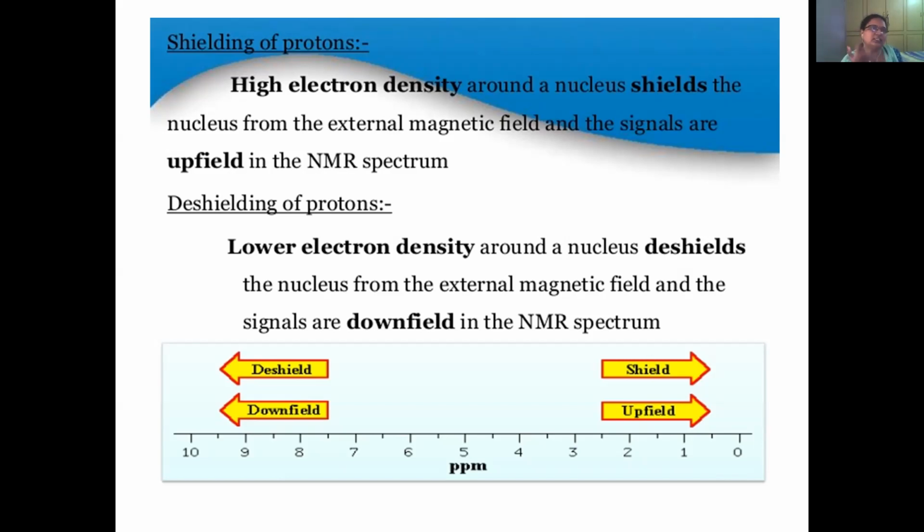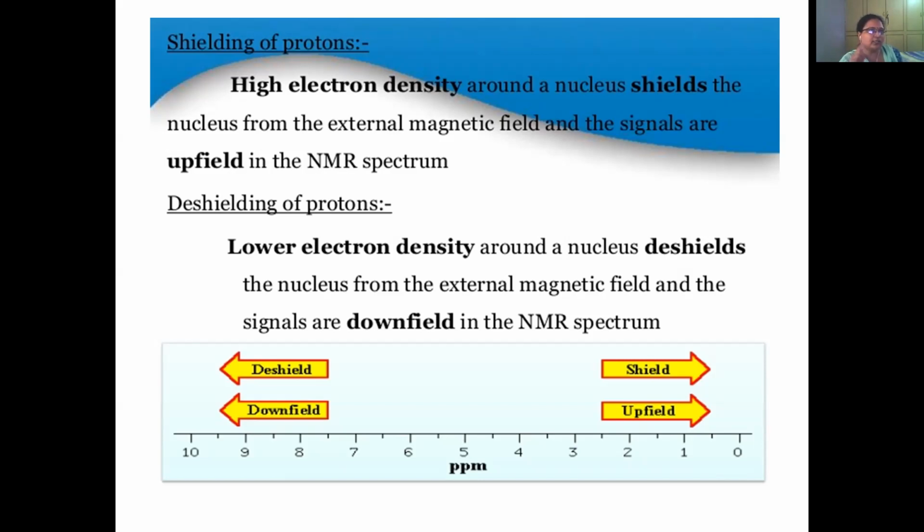Then what is de-shielding? Whenever there is lower electron density around the nucleus, the nucleus gets de-shielded from the external magnetic field, and the signals are downfield in the NMR spectrum. Suppose you take the example of CHCl3. There is only one proton there and 3 Cl atoms. What is this Cl atom doing? It is electronegative in nature.